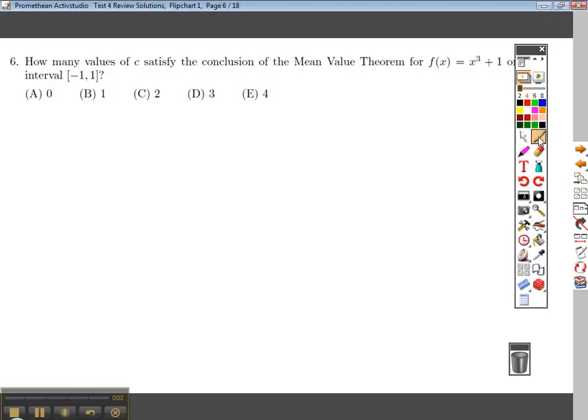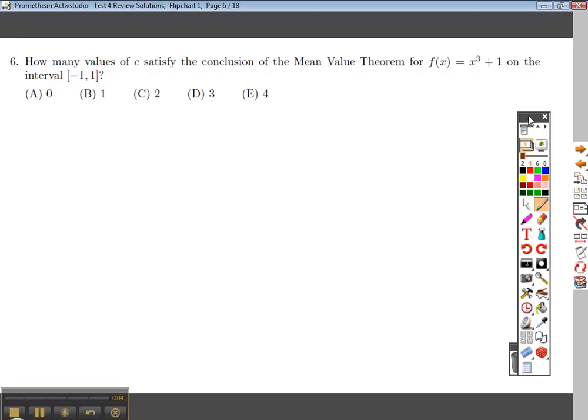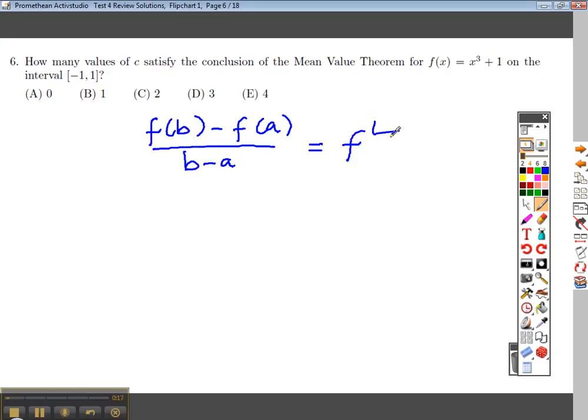Question 6 is asking us to use the mean value theorem on this function. Just to remind you, the mean value theorem goes like this: f of b minus f of a over b minus a, which is just the slope, at some point has to equal the instantaneous rate of change, f prime of c. Okay, so the question we're trying to figure out is, what is c?